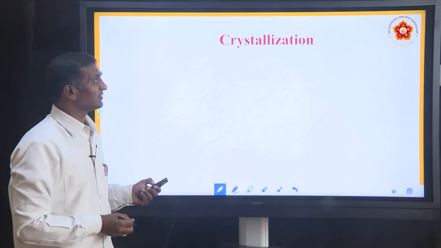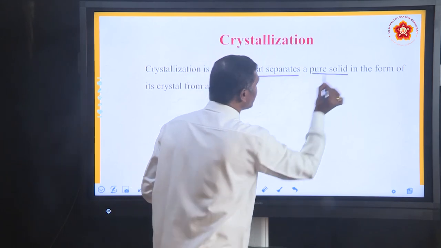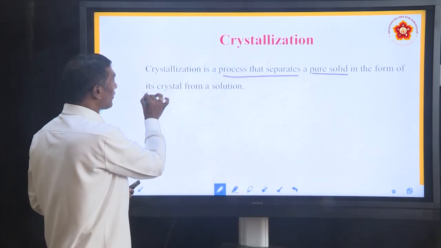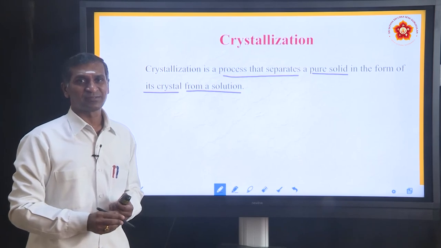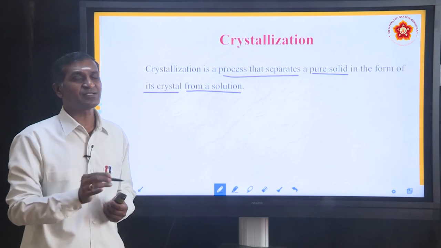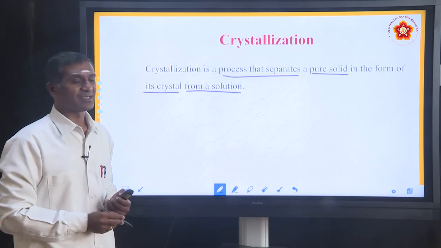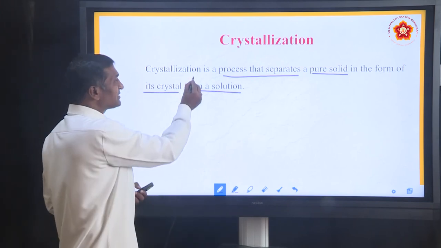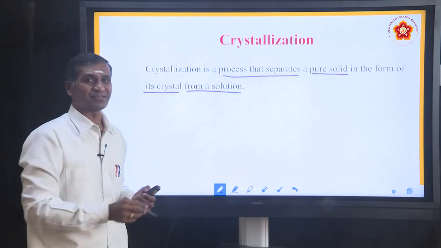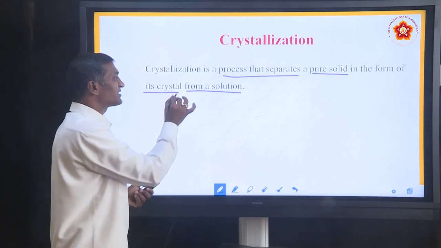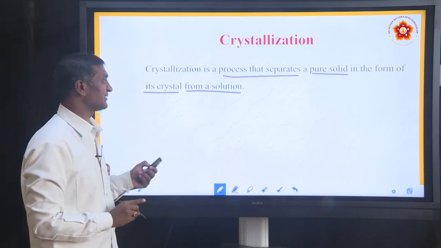Crystallization. Crystallization is another process that separates a pure solid in the form of its crystals from a solution. So getting crystals from a solution, and the crystals are in pure solid form, that process is called crystallization. Once again I repeat, crystallization is a process that separates a pure solid in the form of its crystals from a solution. We call that process crystallization.